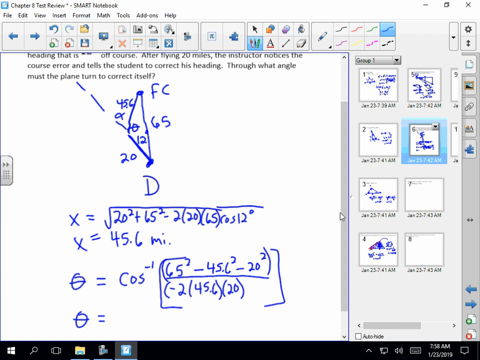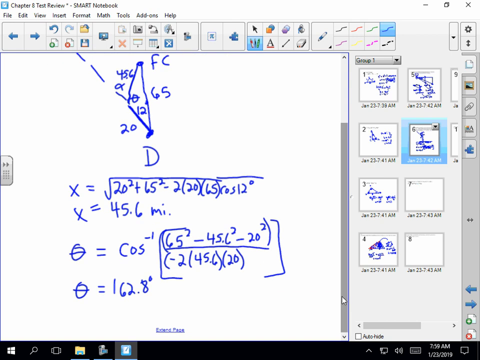You'll get 162.8 degrees. Should get 162.8 degrees for theta. And then if we take 180 minus 162.8 degrees, we should get 17.2 degrees for alpha. And so 17.2 degrees is the angle the student needs to turn to correct his heading.